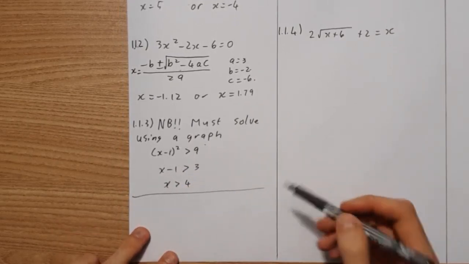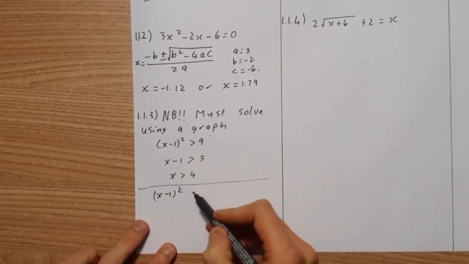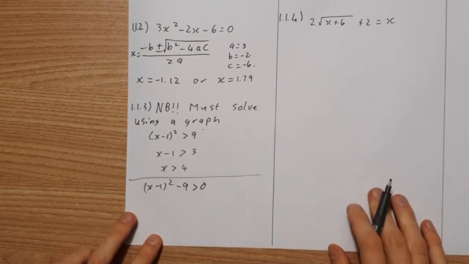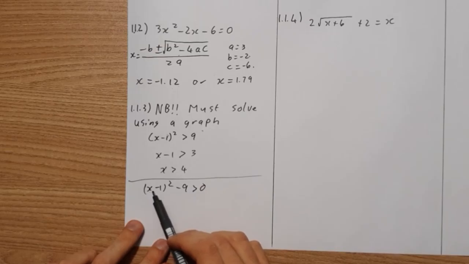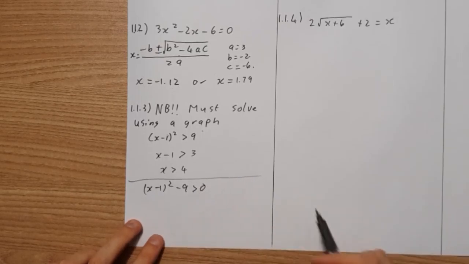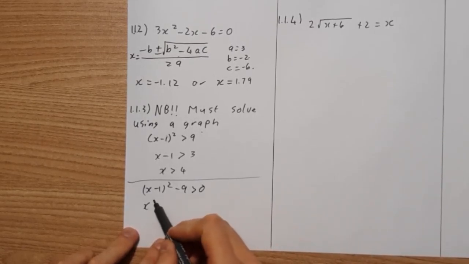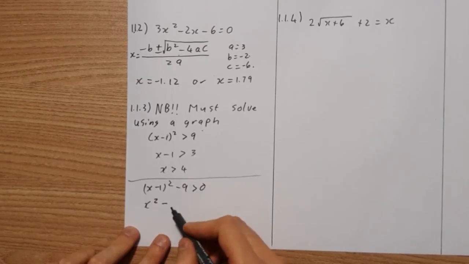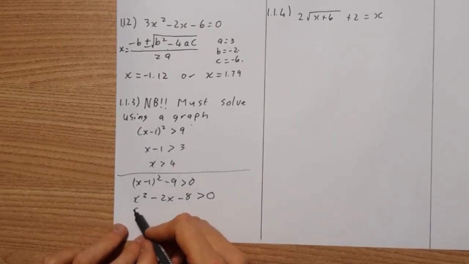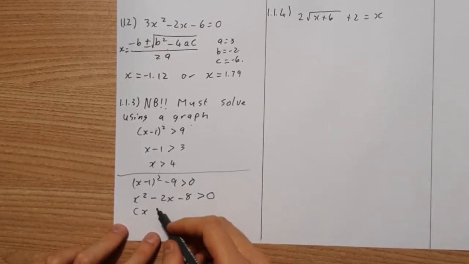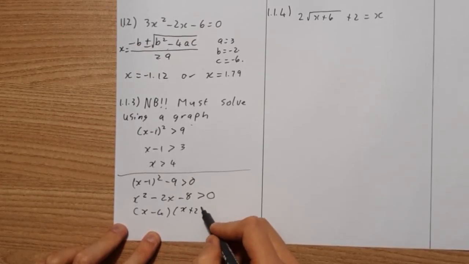Okay, so let's have a look. If we do that, we're going to have (x minus 1) squared minus 9 must be greater than 0. Now we can already see we're dealing with a parabola. It's been shifted to the right by 1 and down by 9. So if we FOIL all of that out, we're going to get x squared minus 2x minus 8 should be greater than 0. And then if we factorize this now, we're going to have (x minus 4)(x plus 2) must be greater than 0.